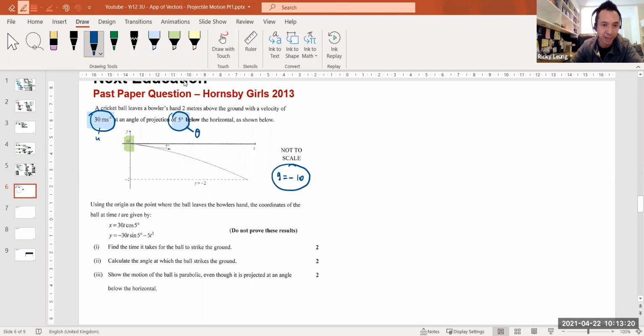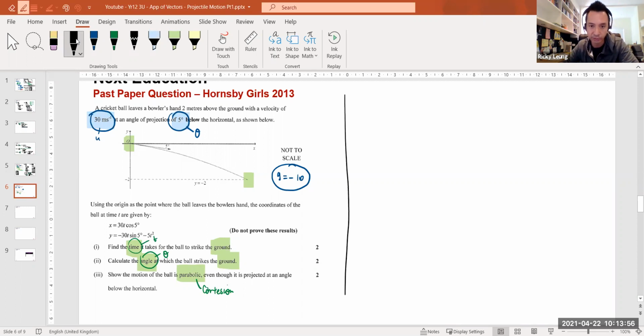Okay, cool. So find the time when it strikes the ground, right? Find the angle, which is new, and then show that the ball is parabolic. So even though it's projecting, if you can show the Cartesian equation is a parabola, it's a quadratic, you're sweet. So firstly, find the time. Secondly, find the angle when it strikes the ground. We haven't done that yet. It's not too bad actually. And then thirdly, we show that it's Cartesian.